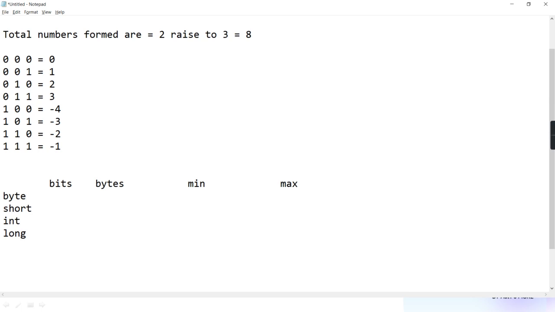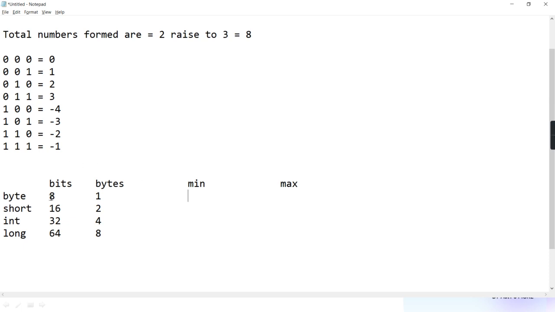You don't even have to memorize it. I'll just tell you the bits and the bytes. For short, number of bits are 16, number of bytes are 2. For int, 32, number of bytes are 4. Long, 64, number of bytes are 8. You don't have to tell me the value, you can just tell me in 2 power form.